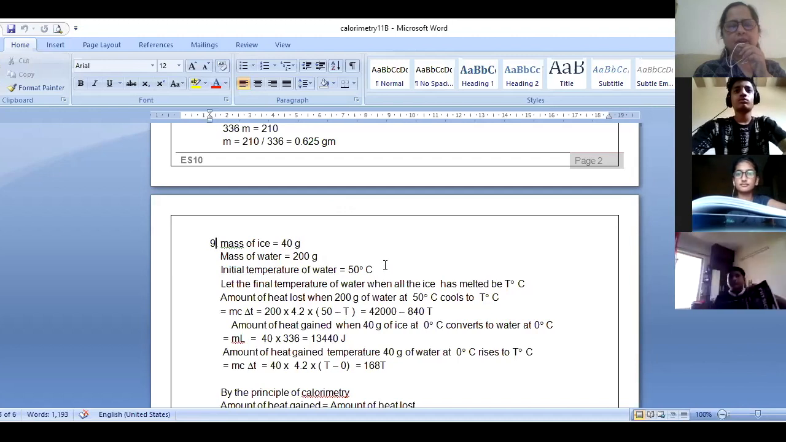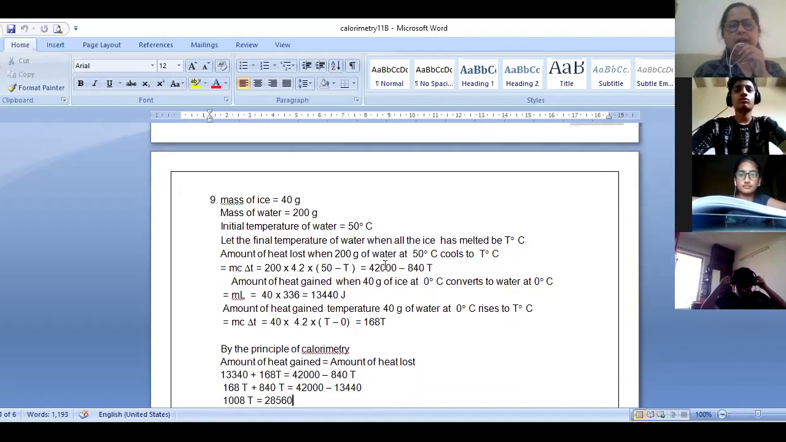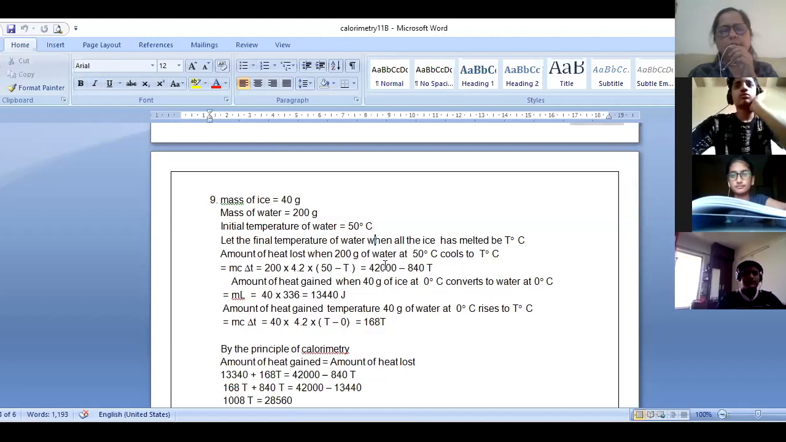The initial temperature of water has been taken as 50 degrees Celsius. Now let the final temperature, when all the ice has melted, be T degrees Celsius. We are going to find that the water has come from 50 degrees Celsius to T degrees Celsius.